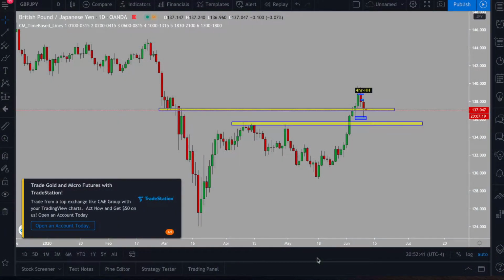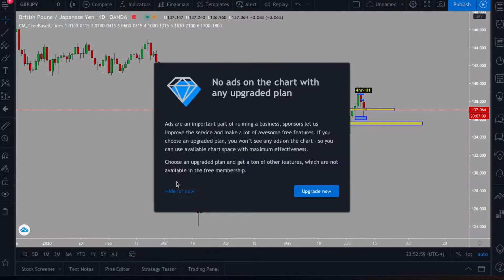What's up, y'all? So I'm doing another analysis video on GJ, which is the GBP JPY pair. And today's date is what? June 9th, Tuesday, 2020. Anywho, so I started with my daily chart.